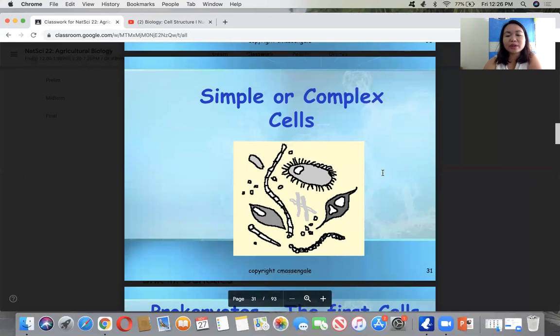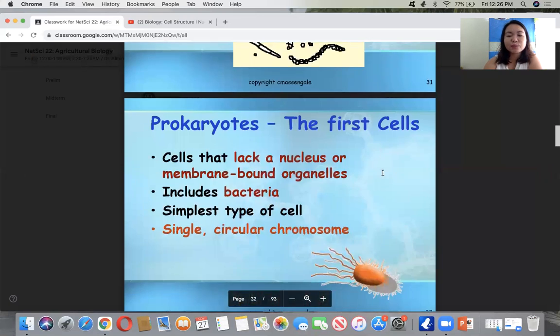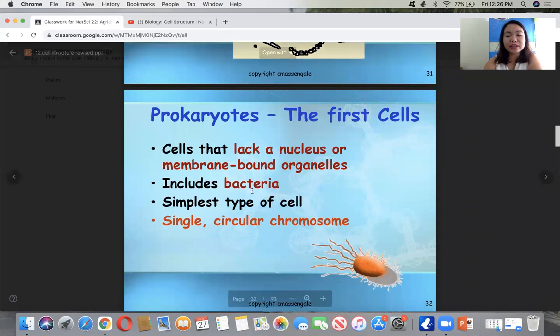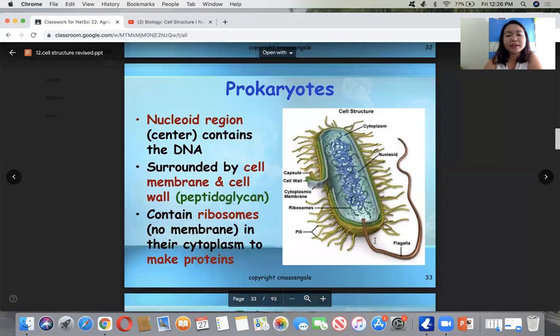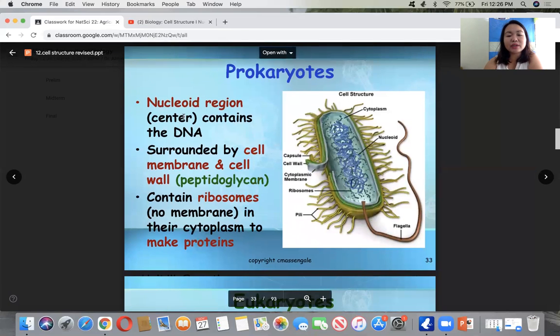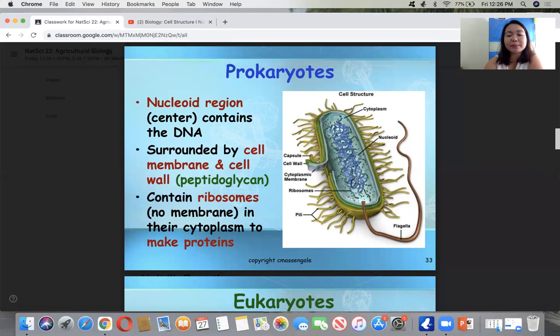So these are simple or complex cells. Prokaryotes are the first cells, the cells that lack a nucleus or membrane-bound organelles, and include bacteria. This simplest type of cell is single and has a circular chromosome. In prokaryotes, the nuclear region or center contains the DNA, as shown in the figure, and is surrounded by a cell membrane and a cell wall known as the peptidoglycan, and they contain ribosomes without membrane in their cytoplasm to make proteins.